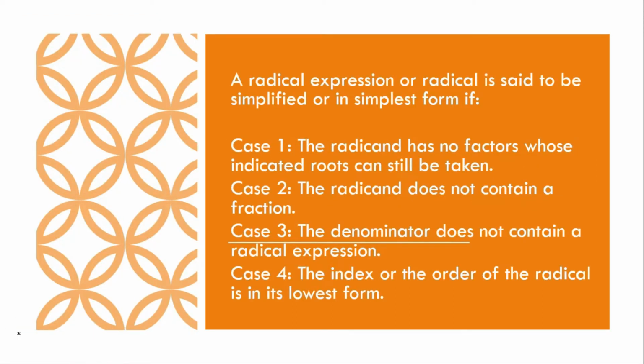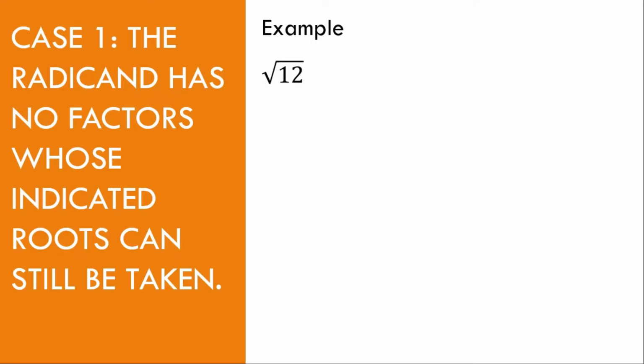Before we proceed, you need to know that we have 4 cases para masabi natin na yung radical is in its simplest form. So, yung case 1 natin, the radicand has no factors whose indicated roots can still be taken. The radicand does not contain a fraction. The denominator does not contain a radical expression, and the index or the order of the radical is in its lowest form. So, for example, we have the case 1.